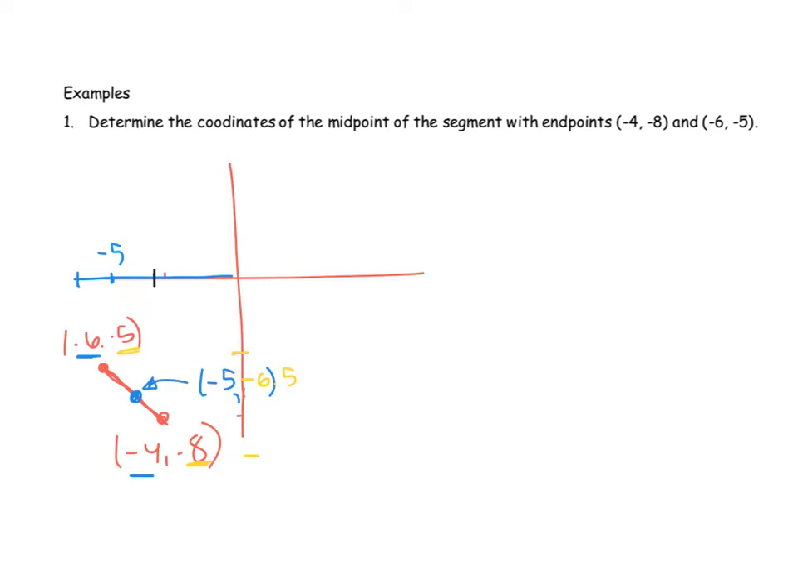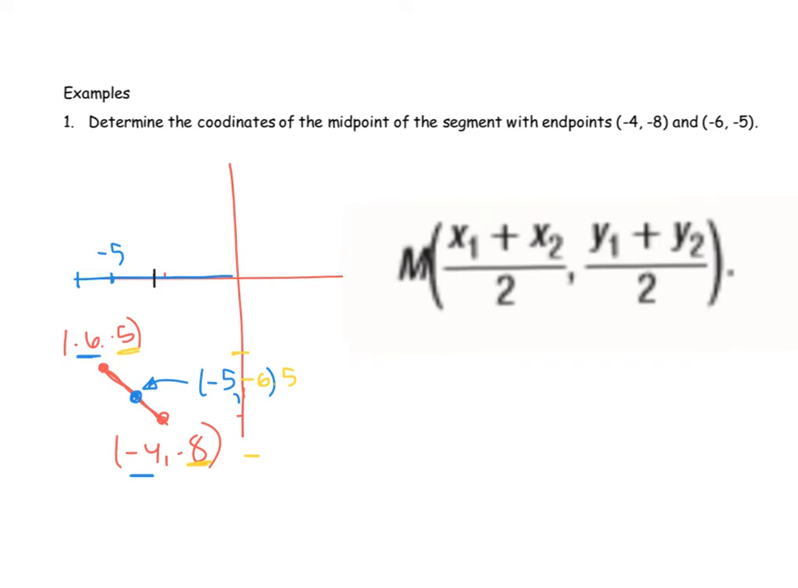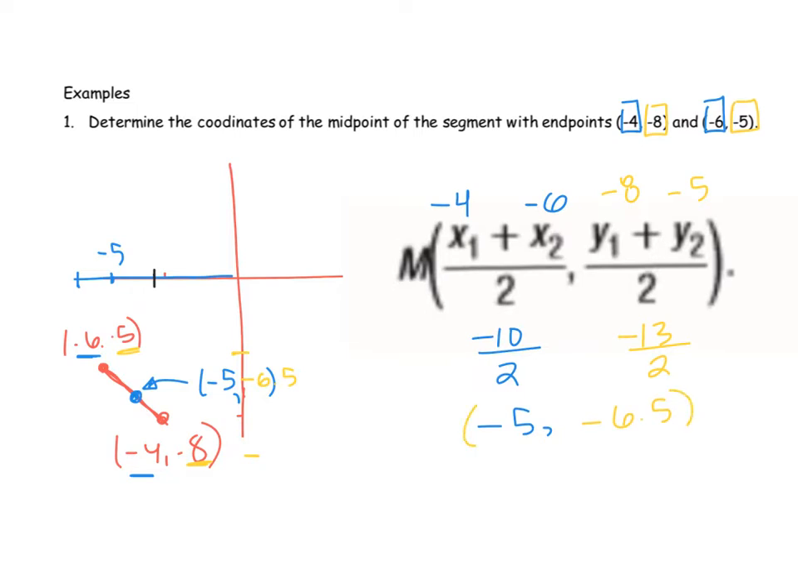We can also do this using our formula. So let's just get that formula back. We are given x1 is -4 and x2 is -6. So -4 plus -6 divided by 2. That's -10 divided by 2, which is -5. And then we have y1 is -8, y2 is -5. -8 plus -5 is -13, divided by 2, which is -6.5. So either the algebraic or the visual model will help you solve a problem to find the midpoint.